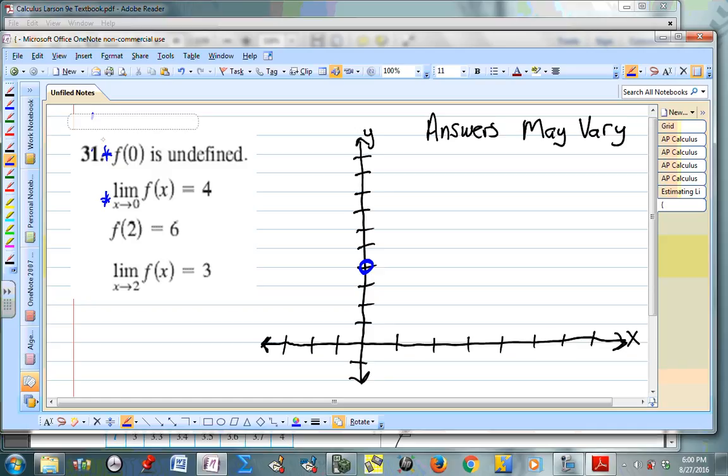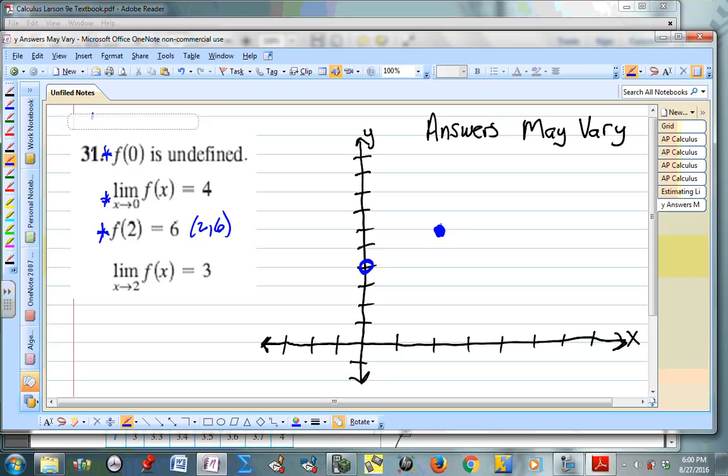The next thing we're going to look at is this statement, f of 2 equals 6. That just means that when x is 2, the y value is 6. So we'll plot a point. Not using graph paper, so we'll estimate the best we can.